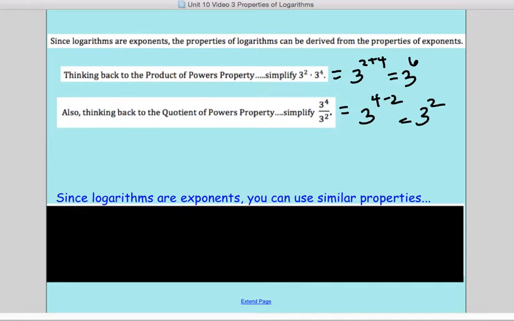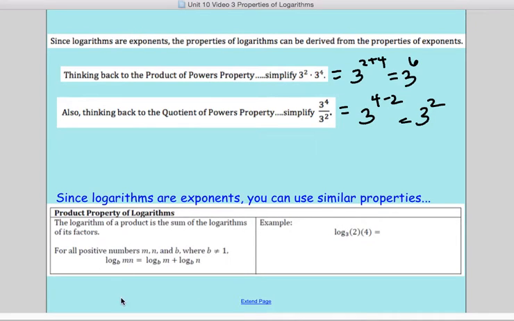Okay, and since logs are exponents, we have similar properties of logs. Here's the first property. Product property of logarithms. The logarithm of a product, which means multiplying, is the sum of the logarithms of its factors. So if I have two numbers being multiplied, now I can go ahead and break it apart with addition.